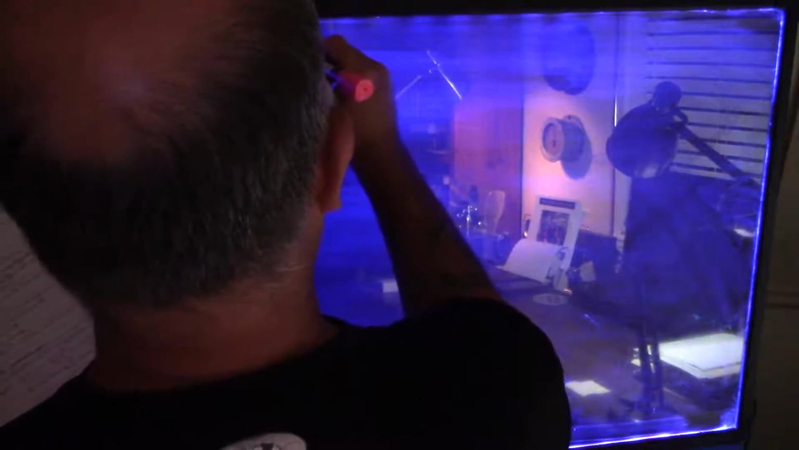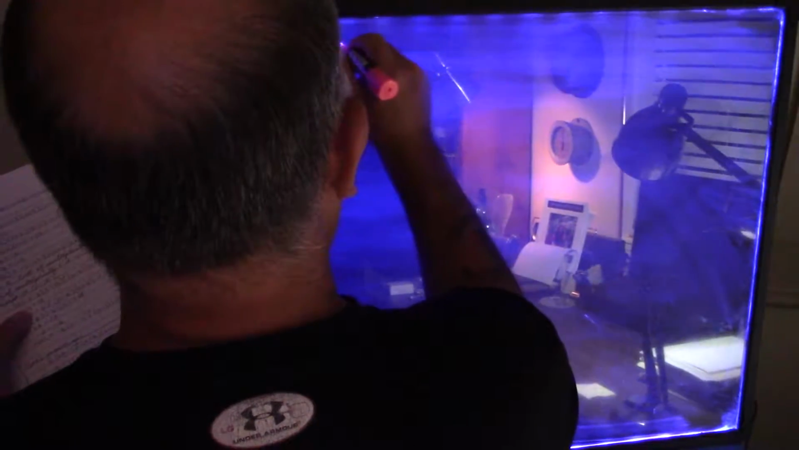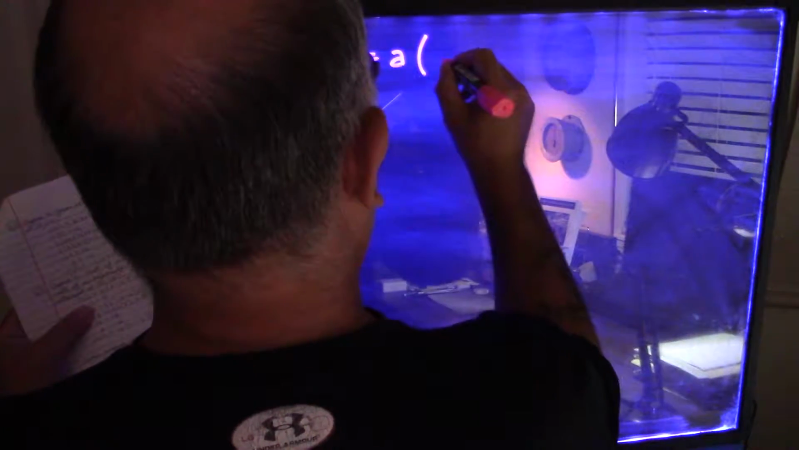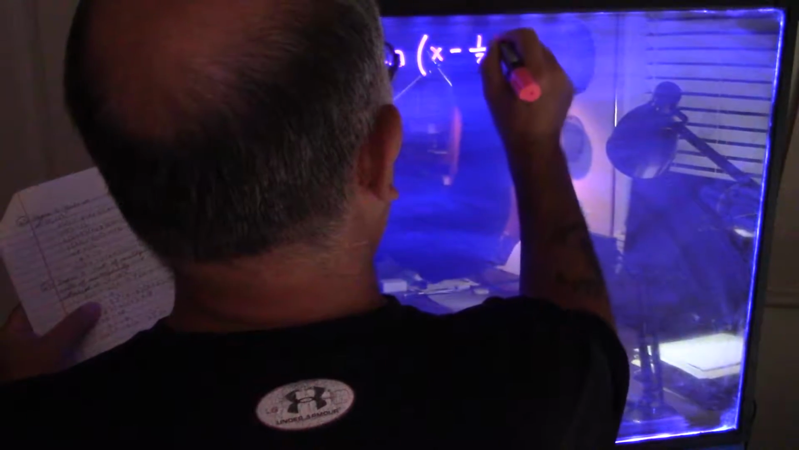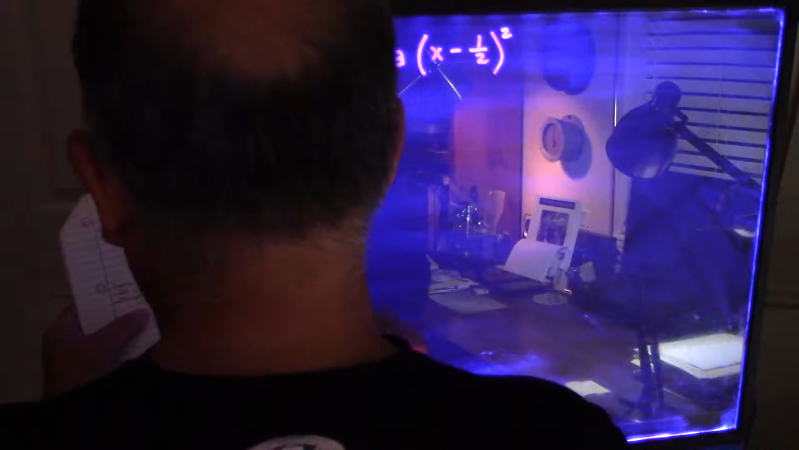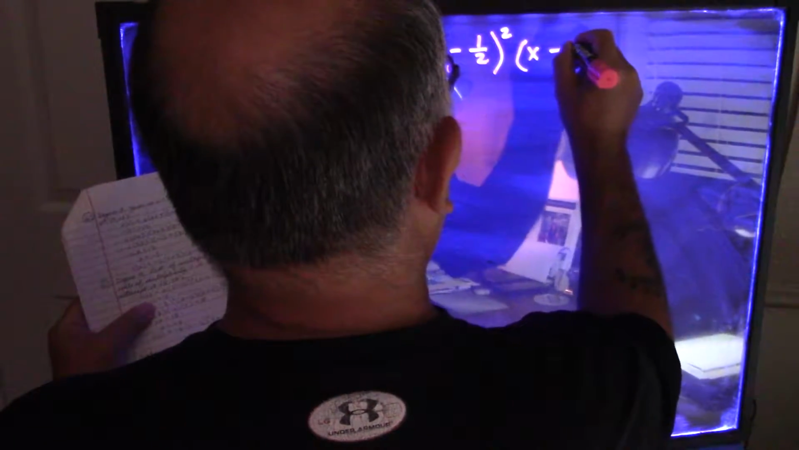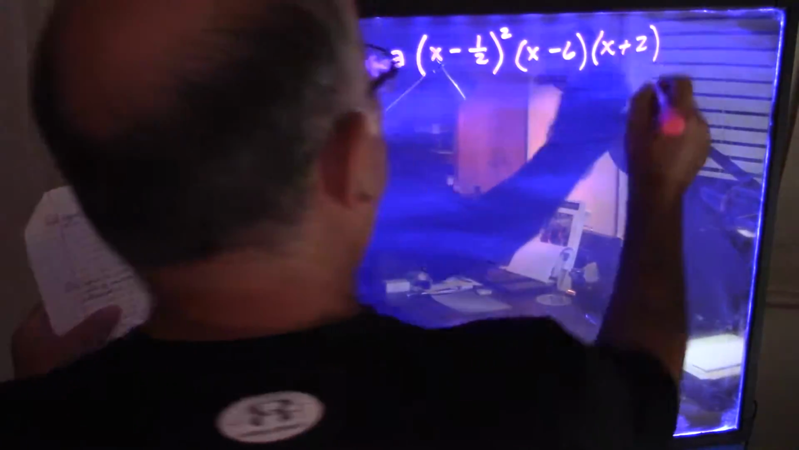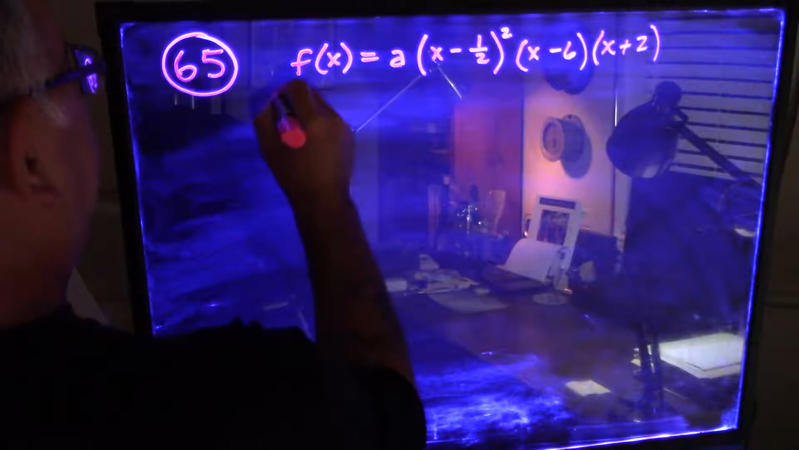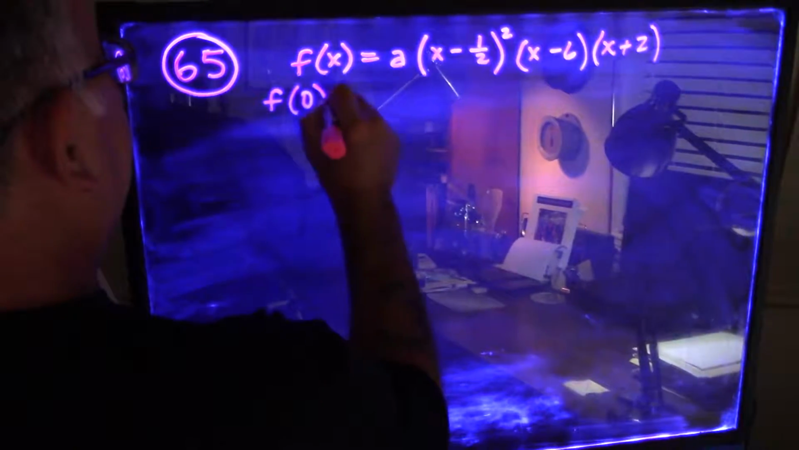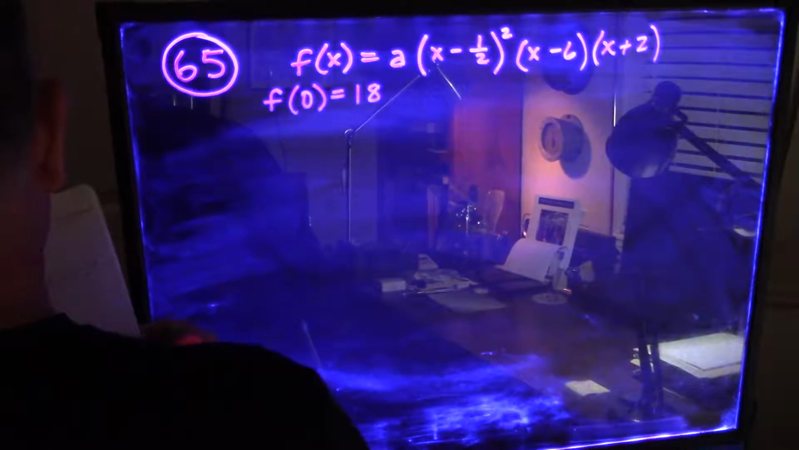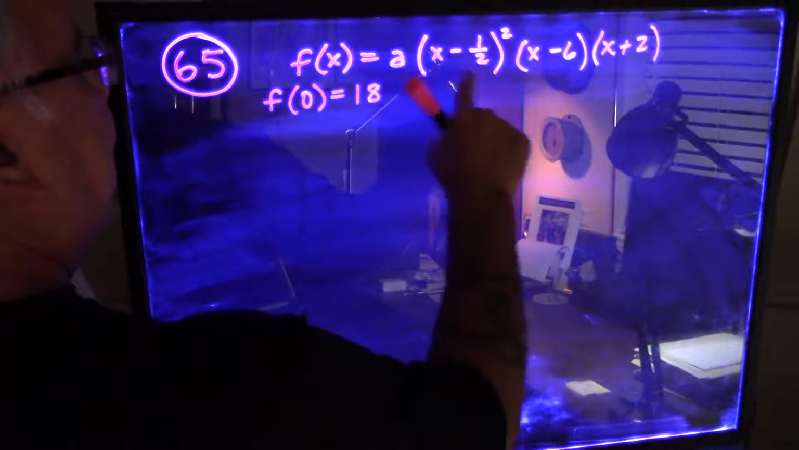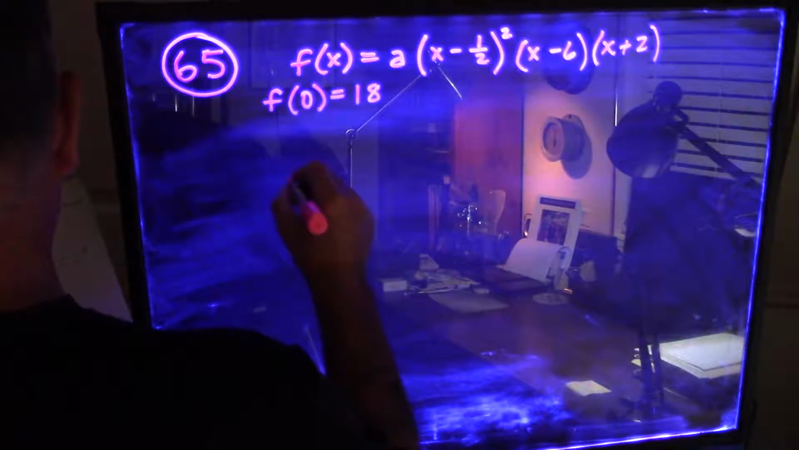Okay, so f of x equals leading coefficient a times x minus 1/2, and that's squared because of multiplicity 2. Then you've got x minus 6 and then x plus 2. And use f of 0 equaling 18 to figure out what a equals. So we've got, let this be f, put f of 0 in here, 0, 0, 0. Okay, so set that equal to 18.